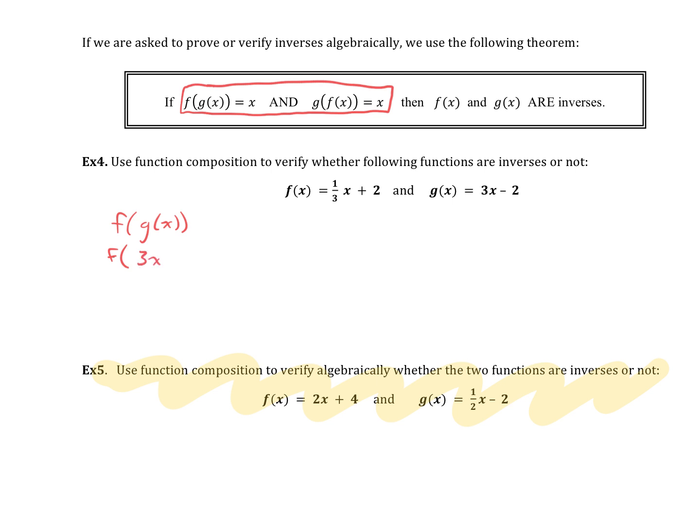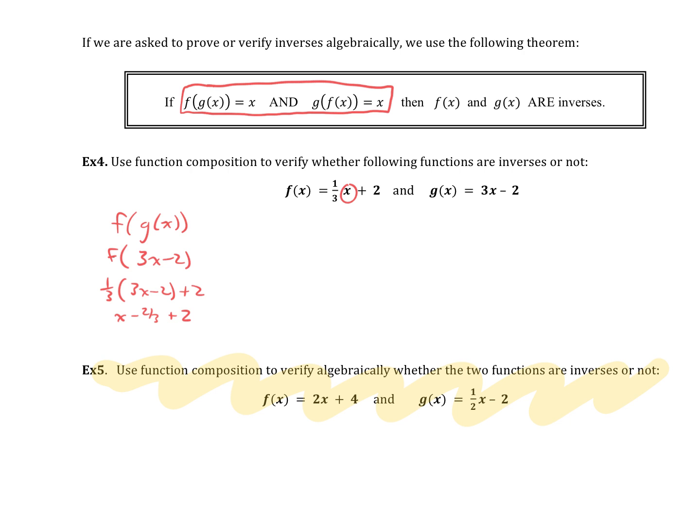All right, 3x minus 2. And so f of 3x minus 2 is going to take 3x minus 2 as the input right there. So 1/3 of 3x minus 2, plus 2. Order of operations states that I need to deal with the 1/3 first. So this is x minus 2/3 plus 2.